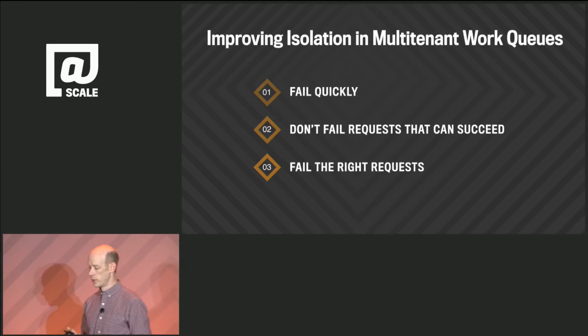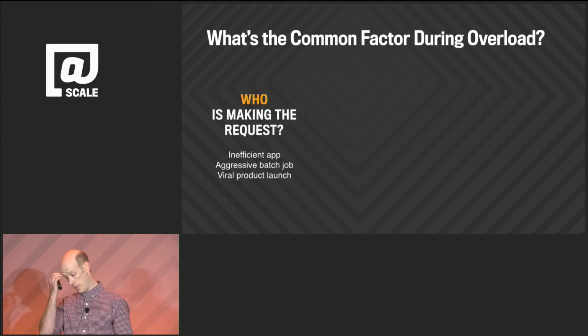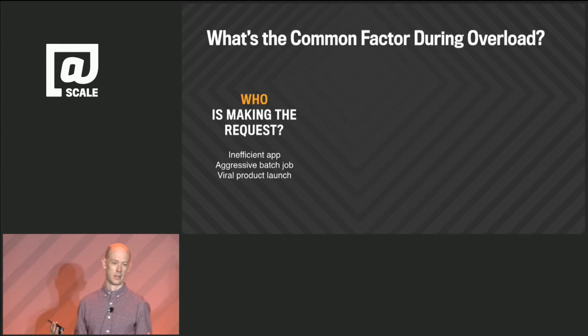So the last principle is to fail the right requests. Let's say that you're trying to debug a complicated distributed system. Something's not working right. The first thing that you do is you dig in and try to figure out what the common feature of the problem is. There's a bunch of requests that are failing. What's the common factor? Sometimes the factor is who is making the request.